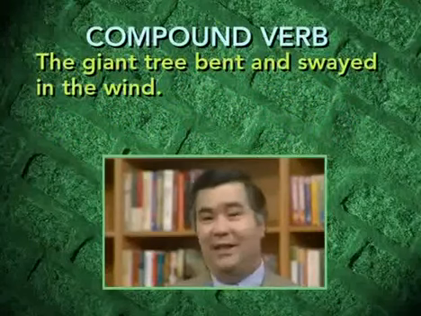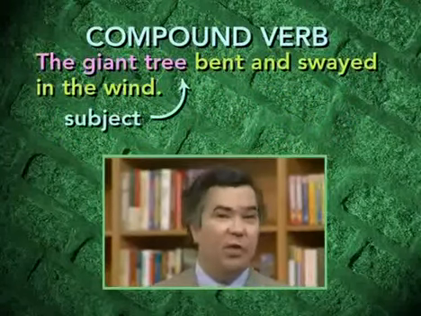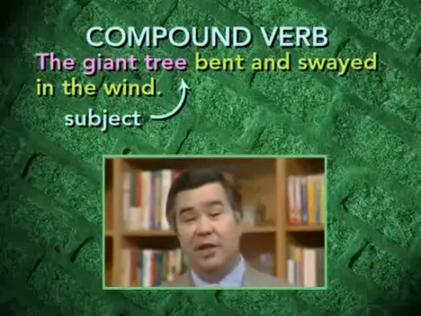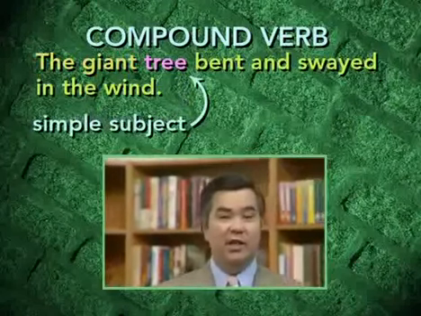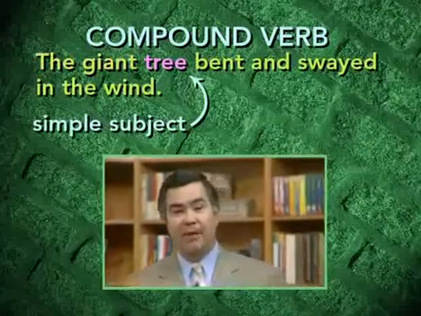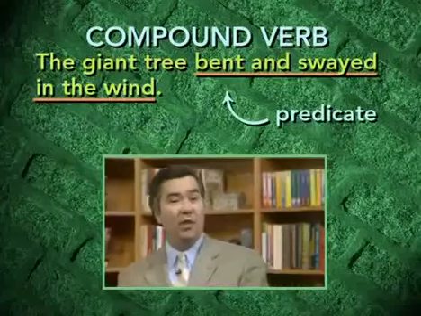What's the subject in this sentence? The answer is the giant tree. That's what the sentence is about. Is there a one-word simple subject? Yes, it's the word "tree." The other words, "the giant," are there to tell you more about the tree, to describe it a little bit. Now, the rest of the sentence is the predicate, bent and swayed in the wind.